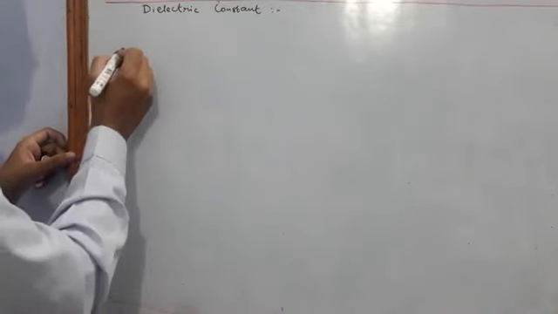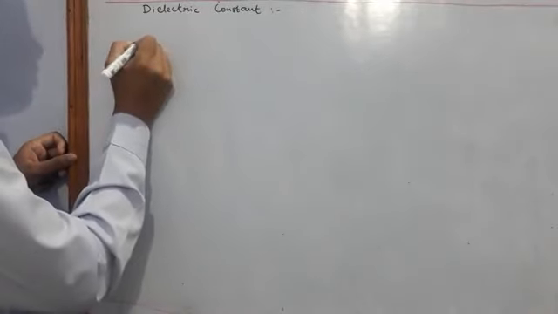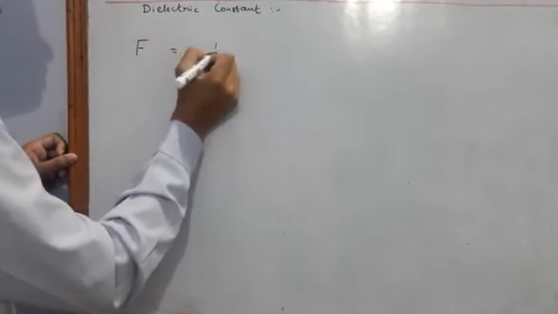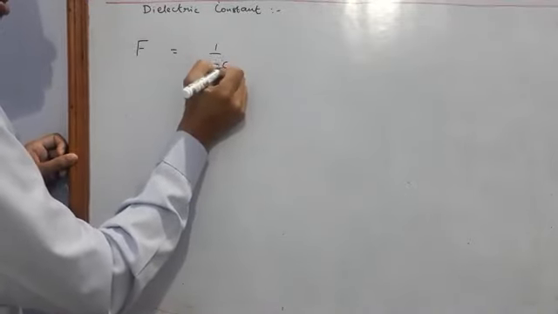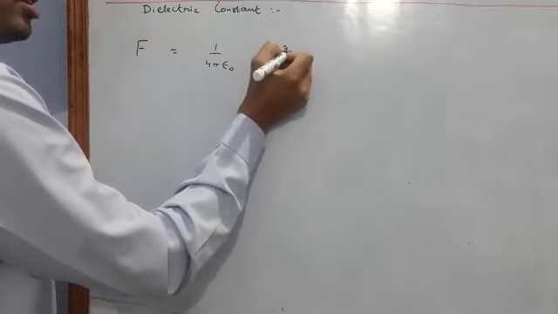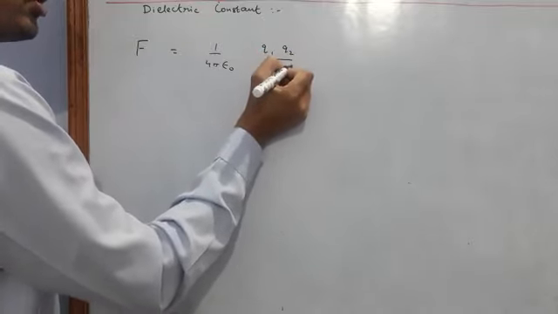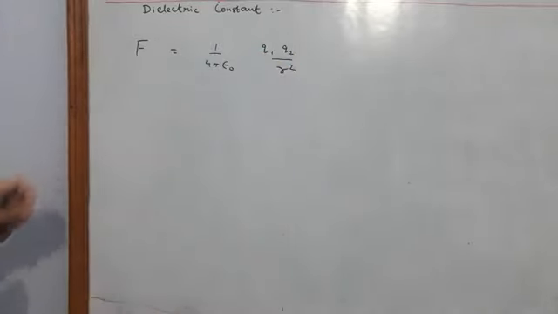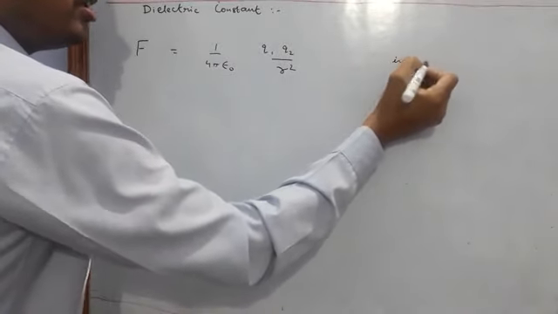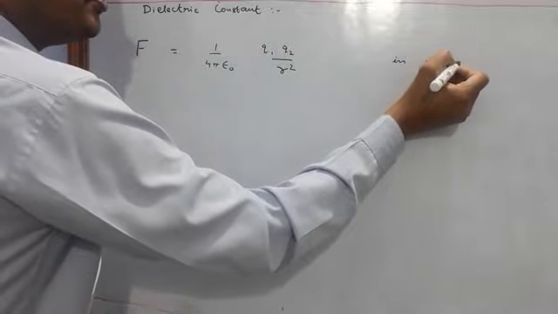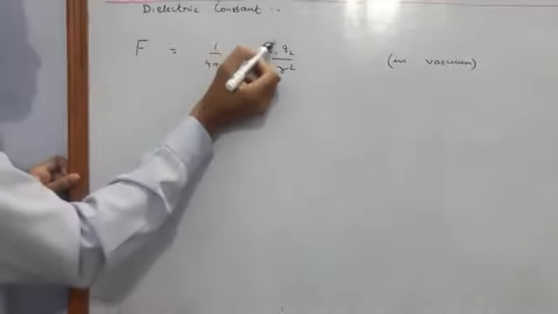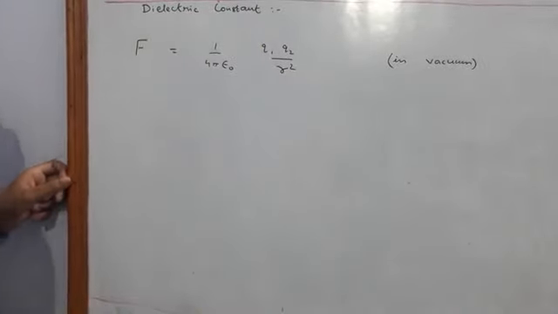Since we have already seen that Coulomb's law says that the force between a pair of charges is given by the formula 1 upon 4 pi epsilon naught, the product of charges q1 q2 divided by the square of the distance between them. But this formula we have discussed in vacuum. That means when there is no medium separating these two charges q1 and q2.